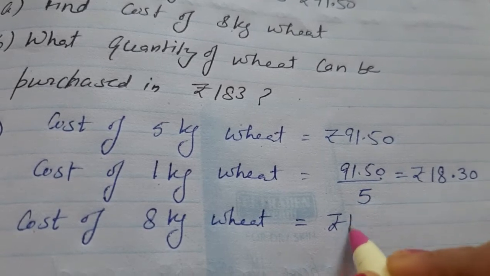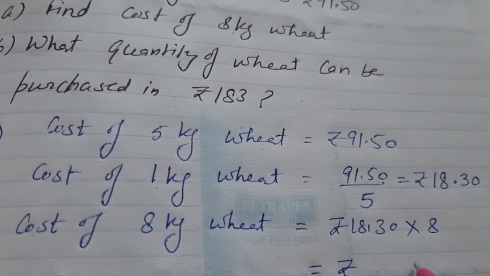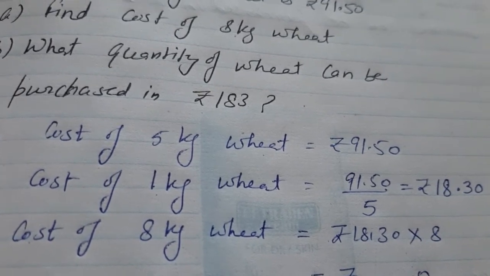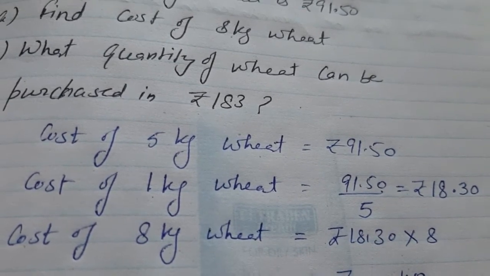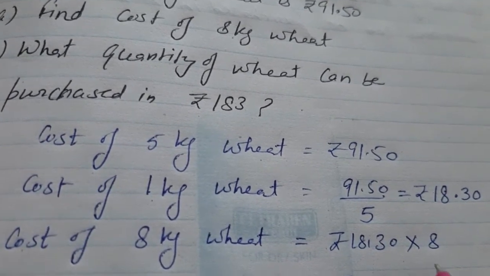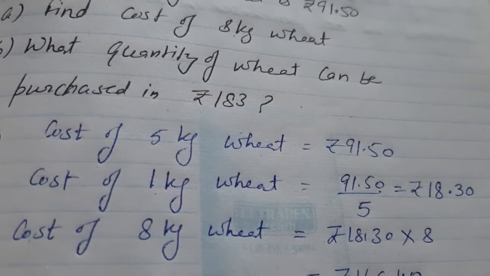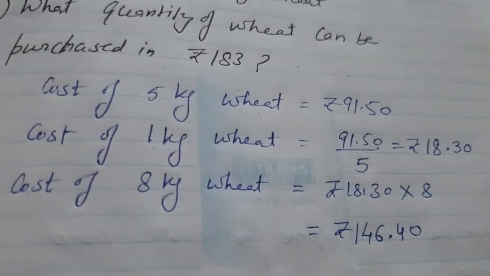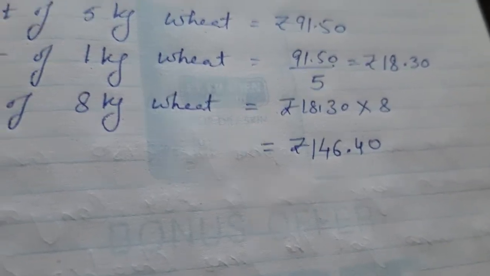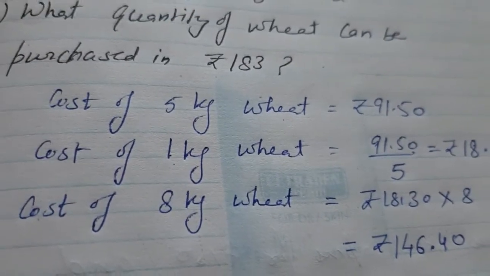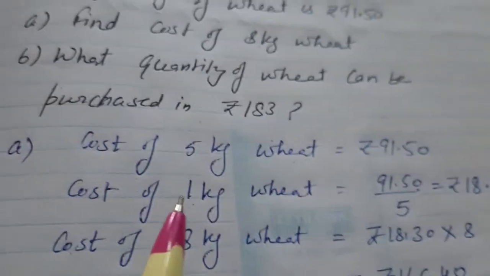Now you will find out the cost of 8 kg wheat. So we will multiply rupees 18.30 with 8. So it comes out to be 8 zeros are 0, 8 3s are 24, 8 8s are 64, plus 2 is 66, and 8 1s are 8 plus 6, that is 14. So 146.40 will be your cost of 8 kg of wheat. First we find out for 1 kg, then we find out for 8 kg.